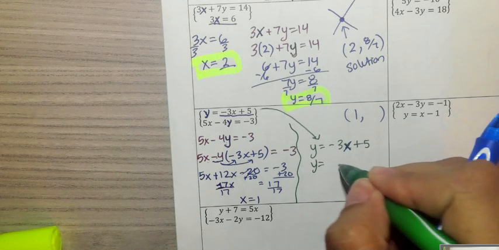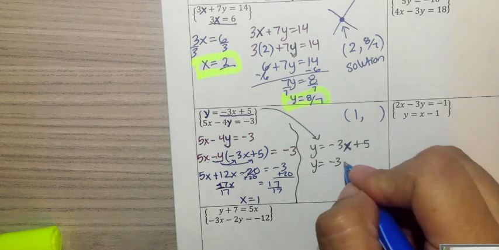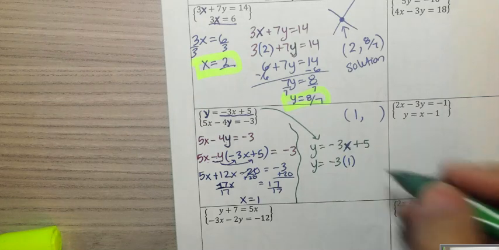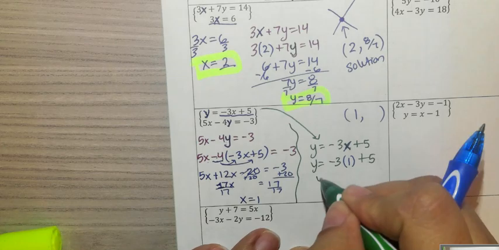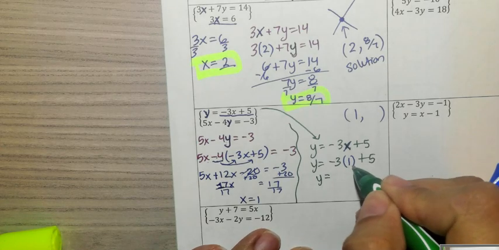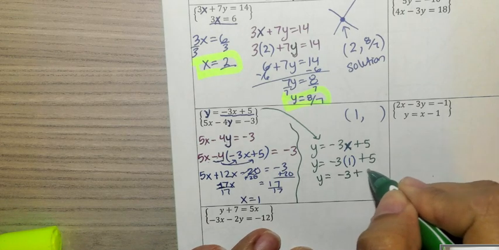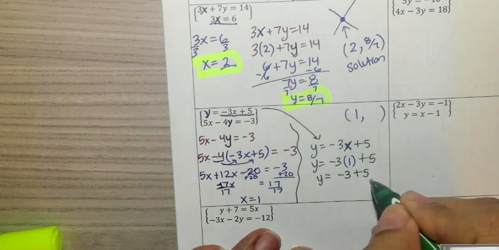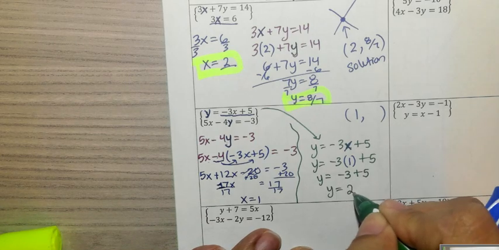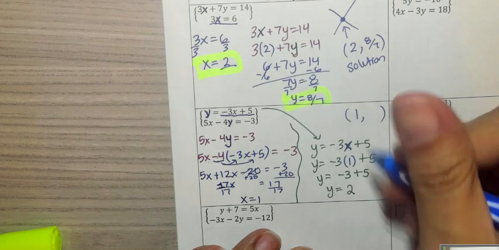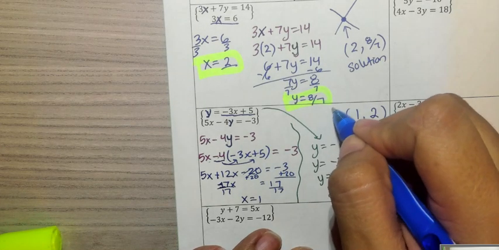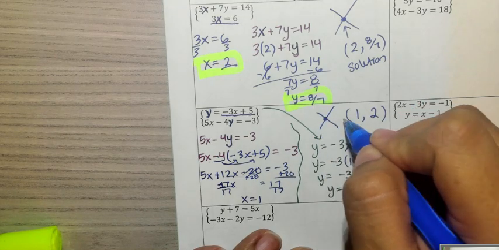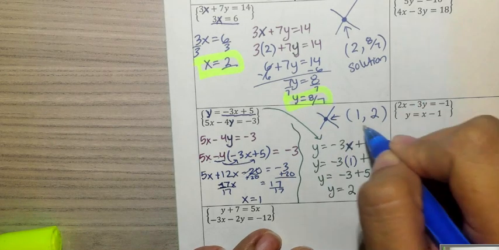So we're going to have y equals -3, parentheses 1, plus 5. And then y equals -3 times 1, which is -3, plus 5. And then -3 plus 5 is positive 2. So your y value is a 2. We have a system of equations that intersects at the point (1, 2).